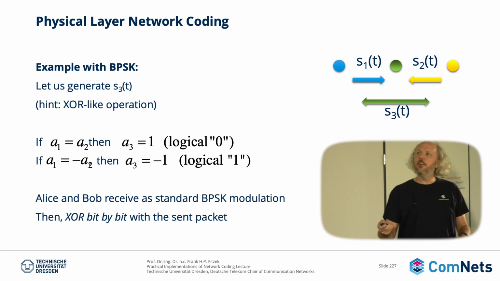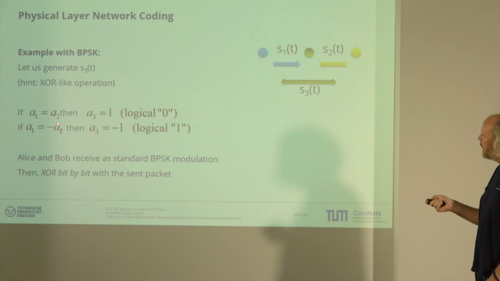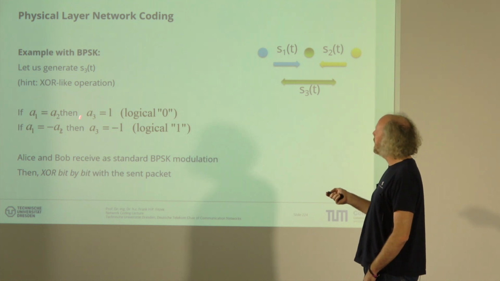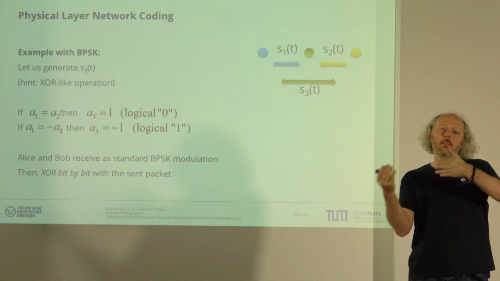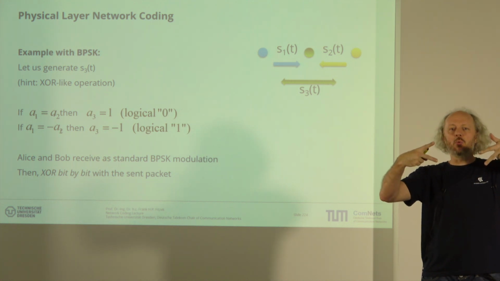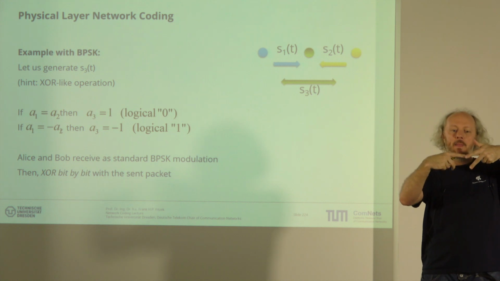So if we generate now S3, the one that we would like to broadcast, it's like an XOR operation, where we say if the amplitudes are the same, whether high or low, then we say it's a 1, a logical 0. And if A1 and A2 are different, then we say A3 is a -1. It's just indicating it. So what we try to do is, the incoming signal has 3 symbols, right? And a BPSK has only 2. Now we are mapping. And for us, it doesn't matter whether it's the +2 or -2, because we map it to 1. And the 0, we map to the -1, right?